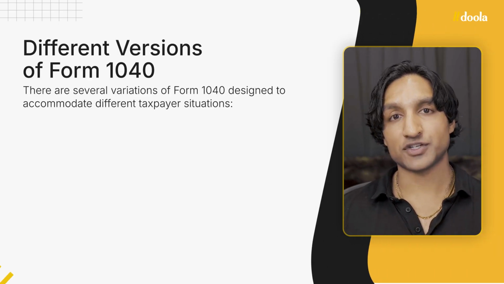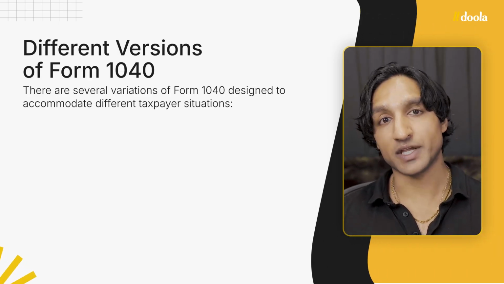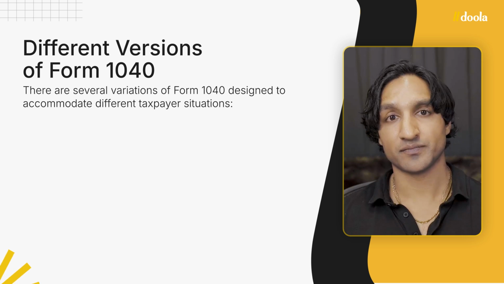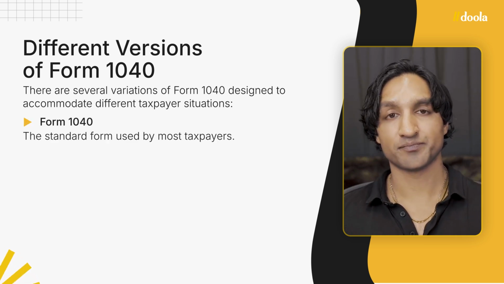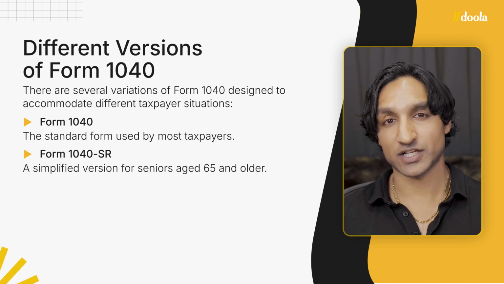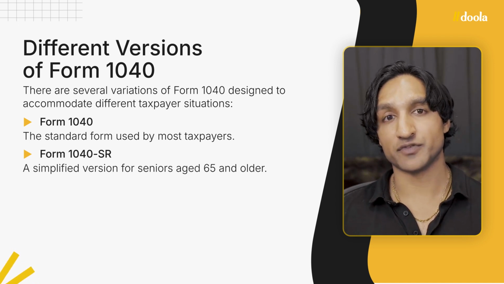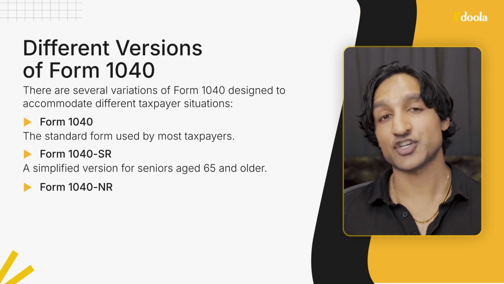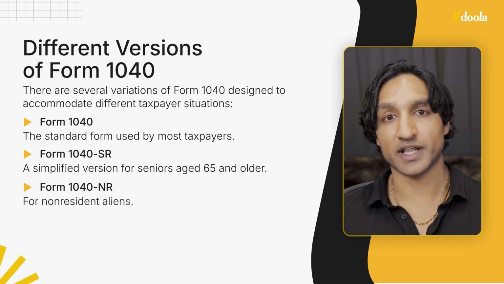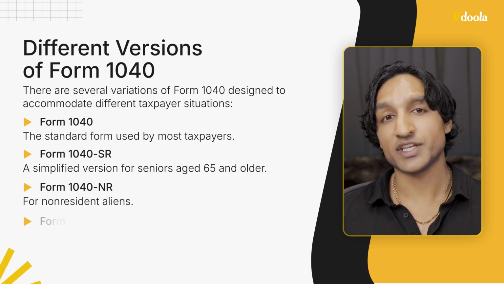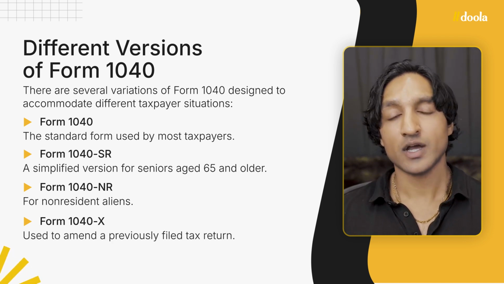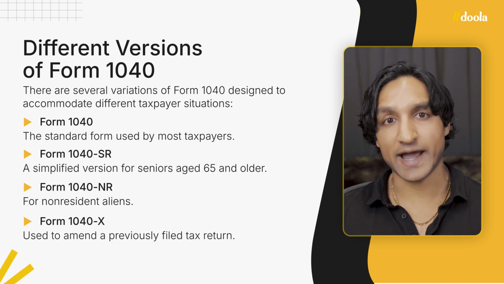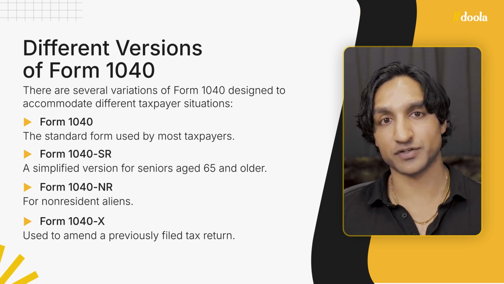Different versions of Form 1040. There are several variations of Form 1040 designed to accommodate different taxpayer situations. The first is Form 1040, the standard form used by most taxpayers. There's then Form 1040-SR. This is a simplified version for seniors age 65 and older. There's then Form 1040-NR. This is for non-resident aliens. There's then Form 1040-X. This is used to amend a previously filed tax return. Choosing the correct version is essential for accurately reporting your income and calculating your taxes.